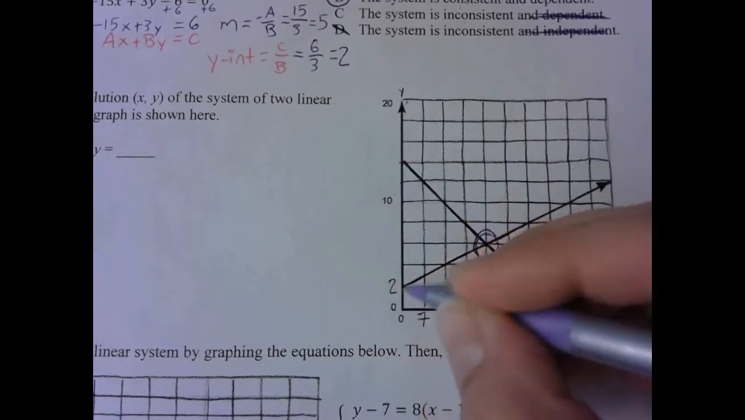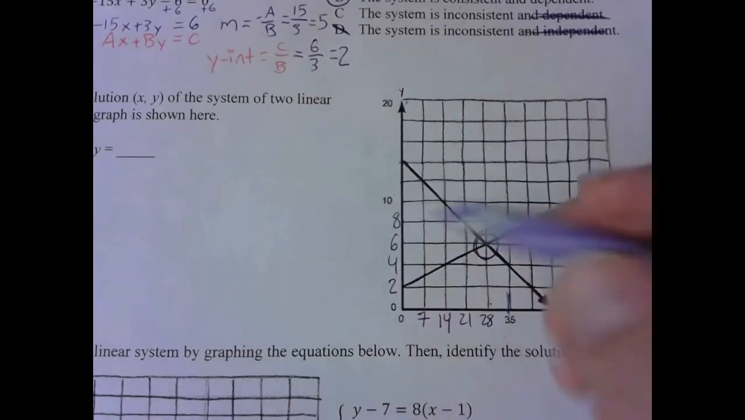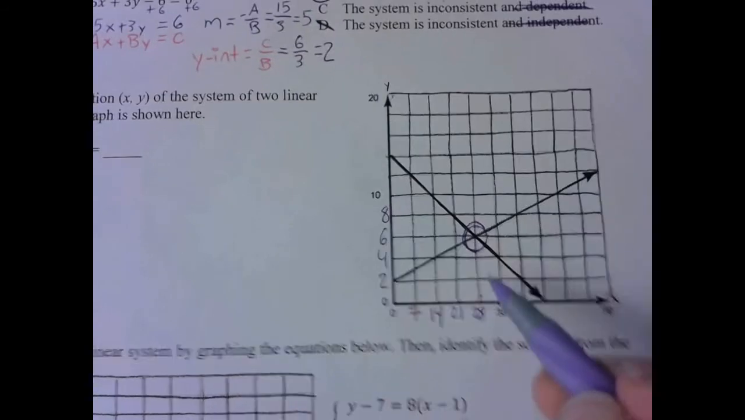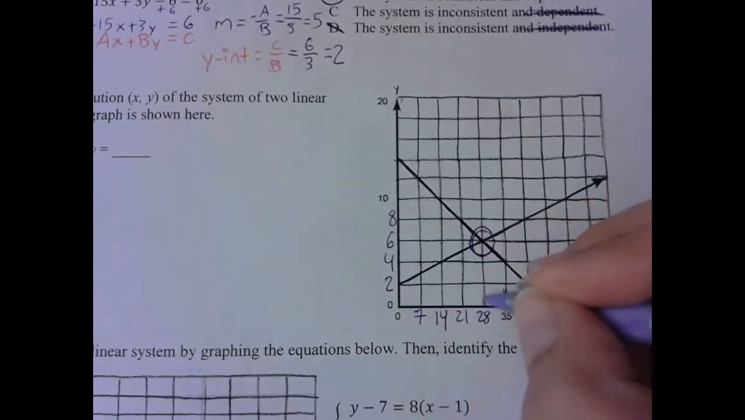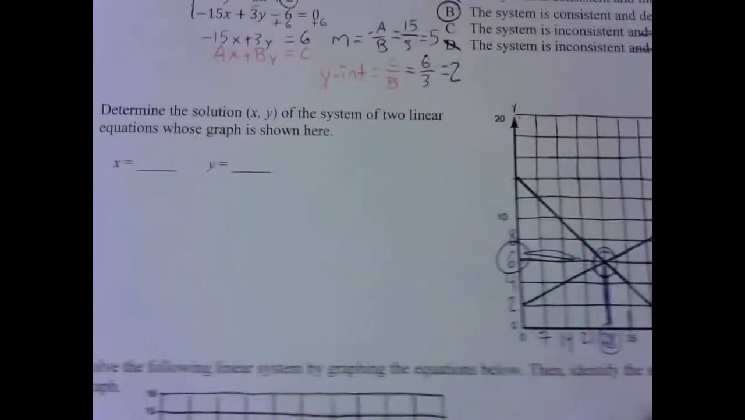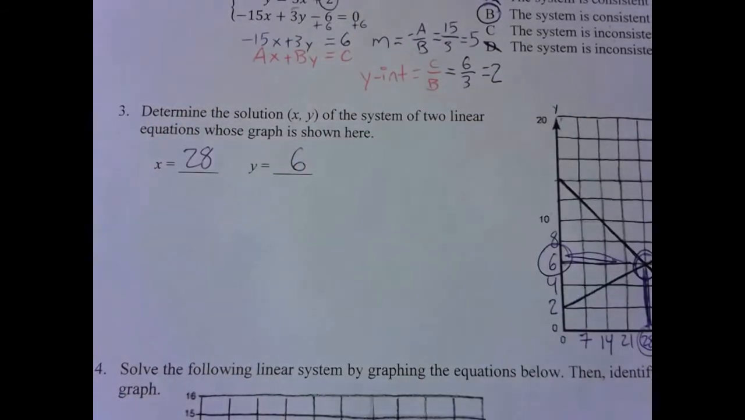0 to 2, and then add 2, we get 4. Add 2 is 6. Add 2 is 8, and let's see if we're right. If we add 2, we get 10. Perfect. Now we can see the coordinates of this point. Remember, always do your x first. So we got 28, and our y coordinate is 6. So our answer is 28 and 6.